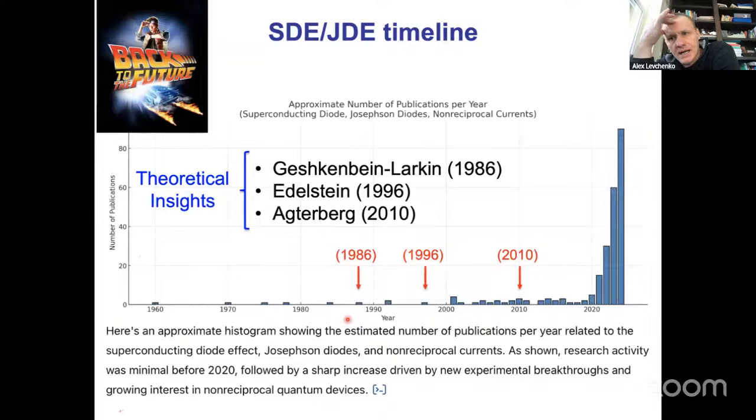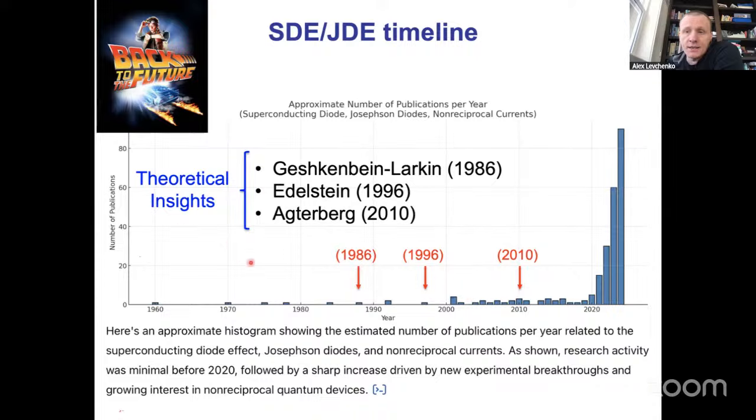So I will discuss today in theory three critical works that are essential to understanding the non-reciprocity of this depairing current. These works are from Geshkenbein and Larkin from 86, one of the first predictions of the diode effect by Edelstein in 96, and a very important work by Daniel Agterberg from 2010, which was overlooked for many years, but is conceptually very, very important. These dates are highlighted in red on this timeline.